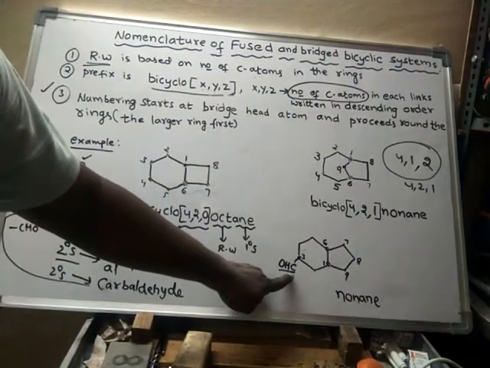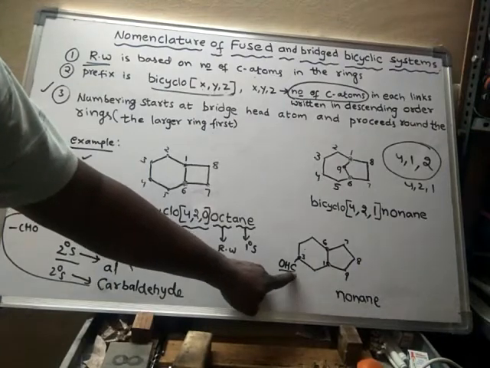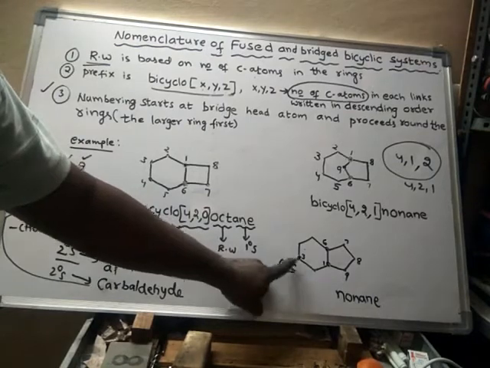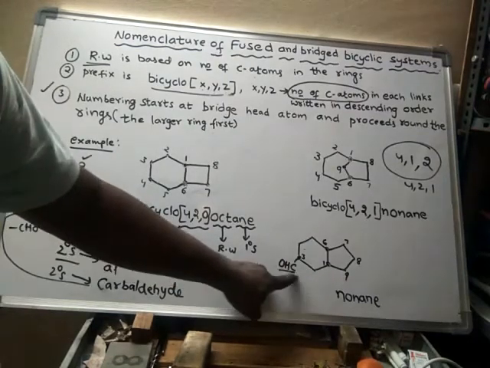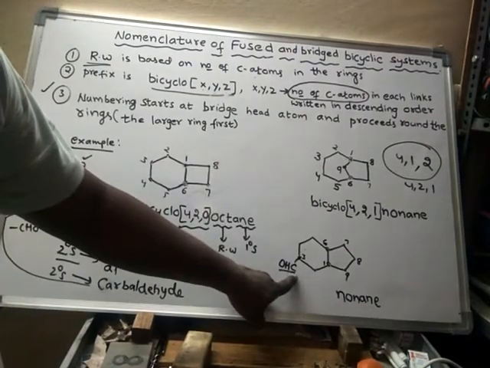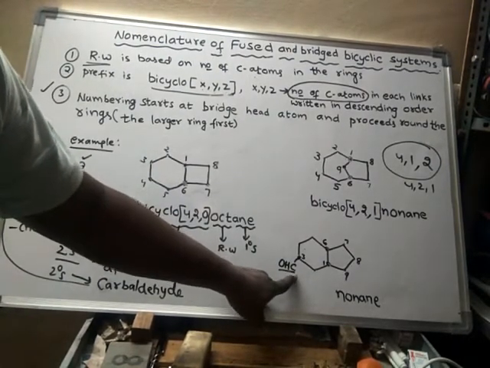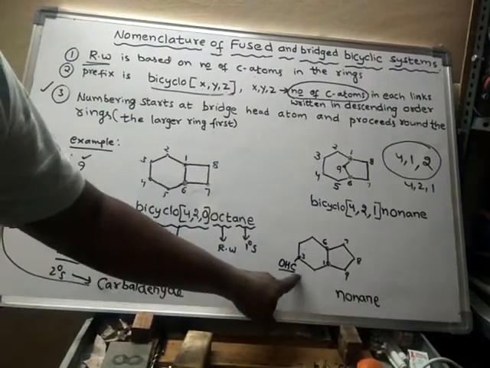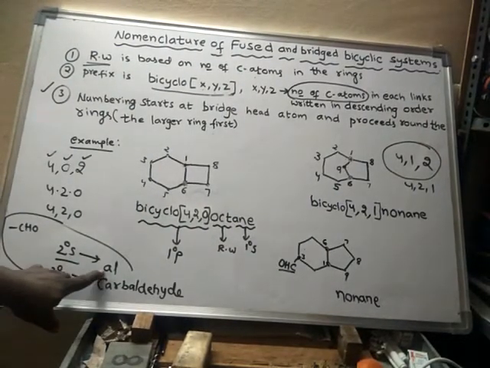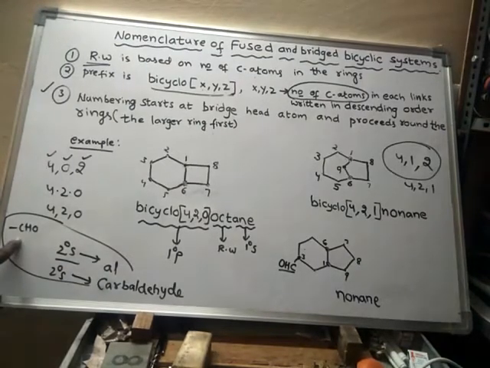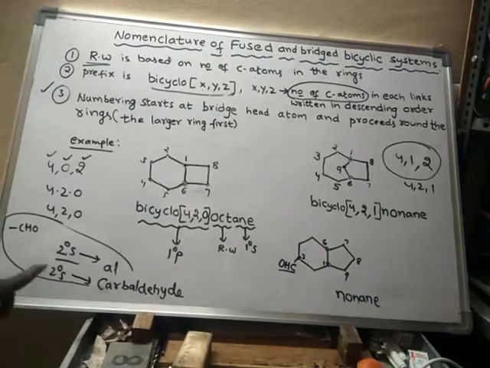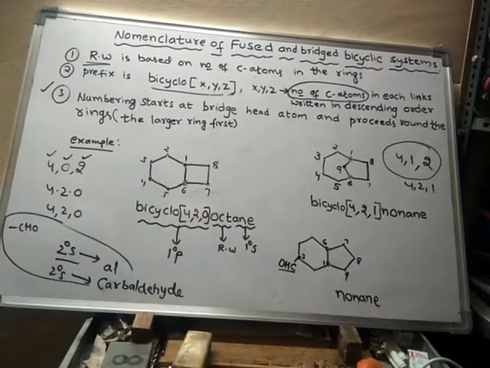See this aldehyde functional group. The carbon of the aldehyde functional group is not part of the ring. This aldehyde functional group is attached to the ring, and as it is not part of the ring, it should not be given any numbering. In such a case, we should not use the secondary suffix "al" for the aldehyde group. Then we have to use carbaldehyde as the secondary suffix name for the aldehyde group.